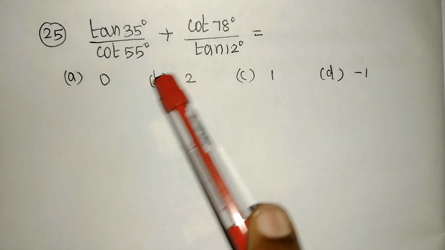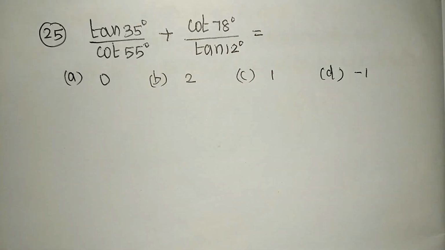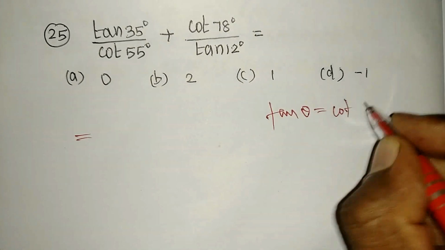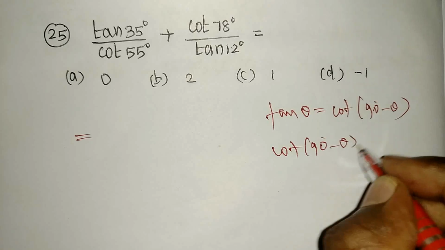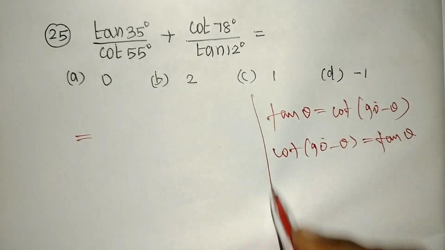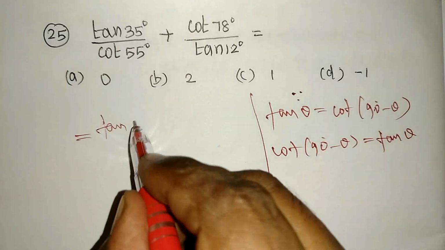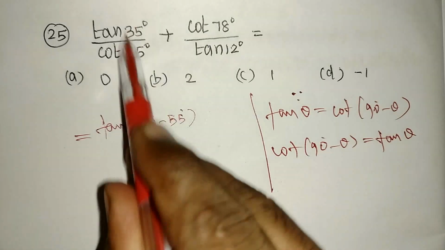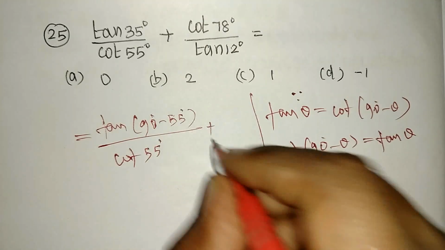Tan 35 divided by cot 55 plus cot 78 divided by tan 12. This is very easy. You have to remember the complement here. We know very well that tan theta is equal to cot of 90 degree minus theta. In the same manner, cot of 90 minus theta is equal to tan theta. So this complement you must remember. Now see the tan, I'm going to write as tan of 90 degree minus 55; if you subtract this, you will get 35. I'm not doing anything in the denominator. So either numerator or denominator only, you have to change.